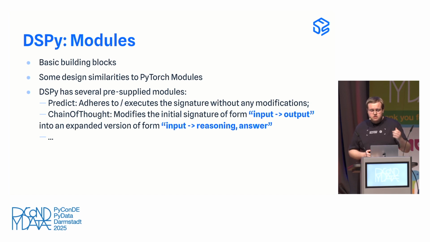It just takes a raw instruction and executes it without any modifications. A chain of thought comparison is a slightly more difficult module because it modifies the initial instruction, the initial signature, and inserts an additional reasoning output field. Therefore, here the model would be forced to produce its reasoning before the final answer.